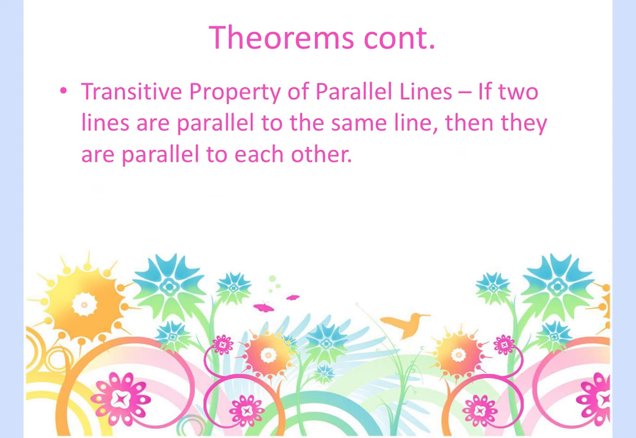Okay, this one is not one of the ones we talked about yesterday, but this is a property that applies to parallel lines, which is transitive. So just like we can use transitive for congruence, we can also use it for parallel. If two lines are parallel to the same line, then they are parallel to each other.